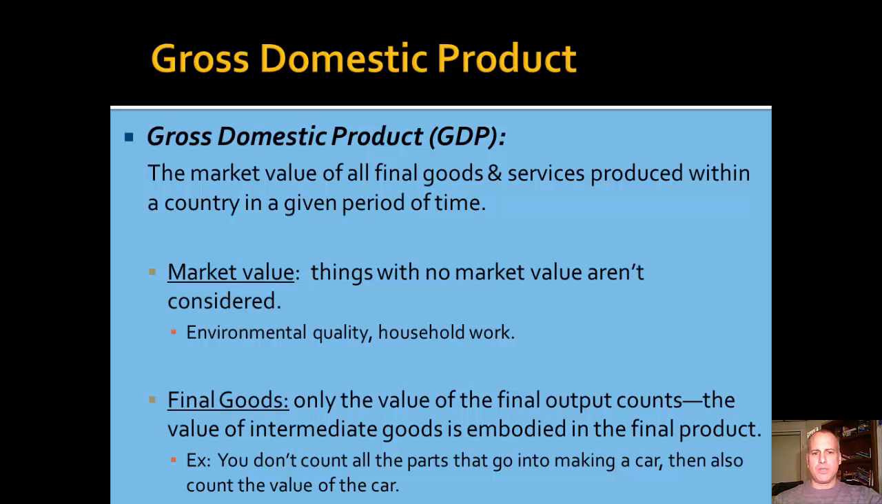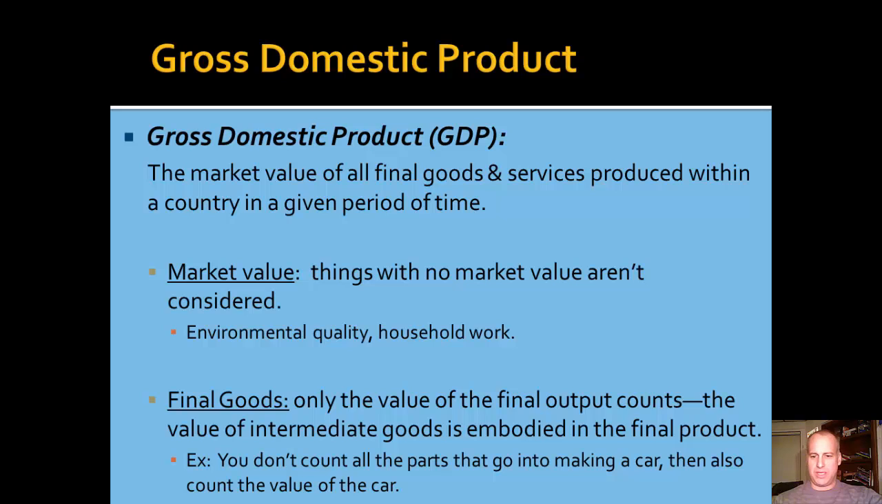The important thing here is to recognize that only the value of final output counts. The value of intermediate goods is embodied in the product. That is, when we purchase a car, say for $25,000, we count $25,000 as the value of the good that's being produced. And all of the other intermediate steps don't get double counted. They don't get counted twice.